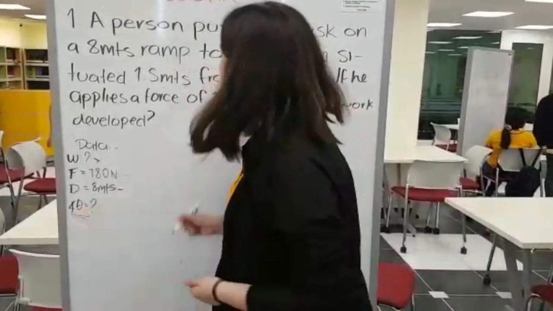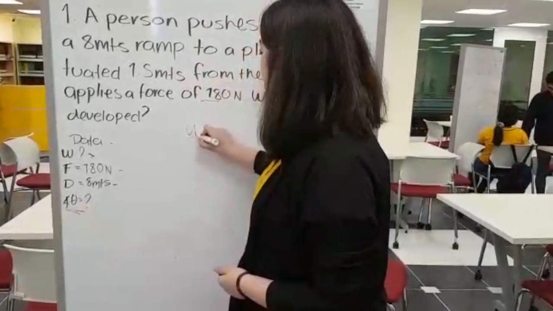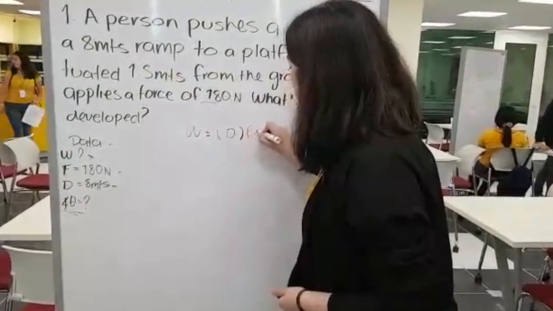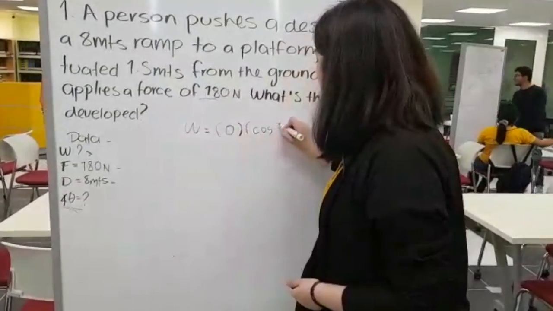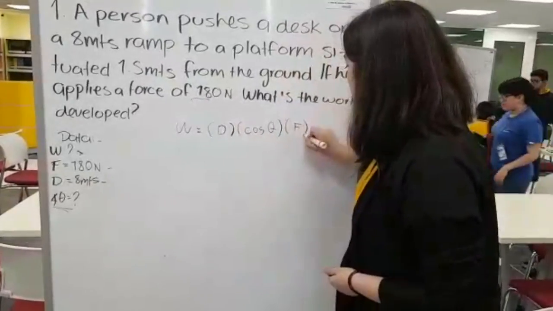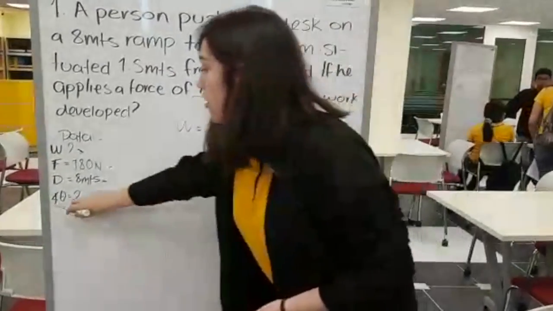angle. To solve this problem, we have to use the work formula, which is work equals distance times the cosine of the angle times the force. We don't have the cosine of the angle, so first we have to find it.